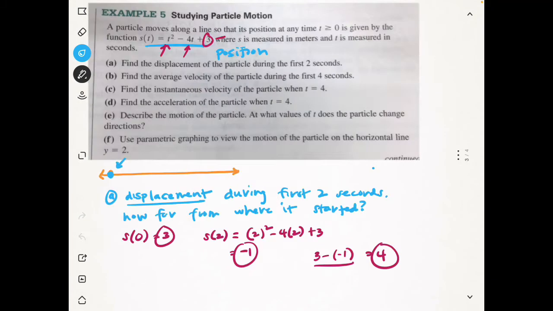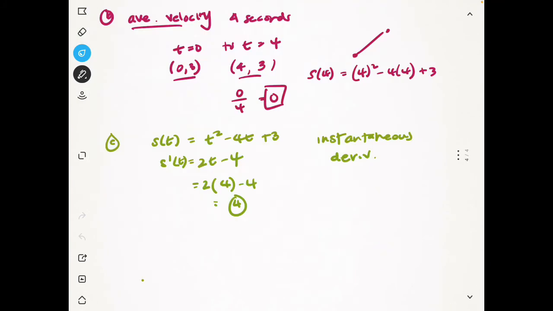Now let's get to part D. Find the acceleration. Okay, well, we know that, again, it goes position, velocity, acceleration. So if we find the derivative of this, that should give us our acceleration. The derivative of 2t is 2. The 4 derives out. It's a constant. So this would be our acceleration. It's constantly accelerating at 2.